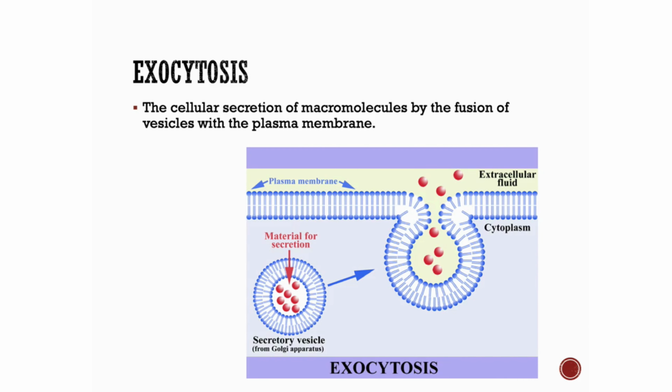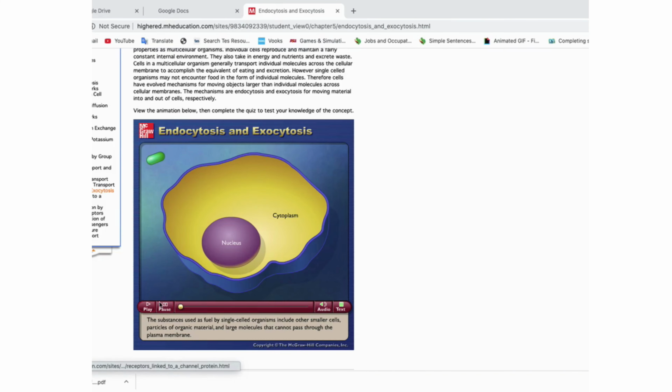So exocytosis is the cellular secretion of macromolecules by the fusion of vesicles with the plasma membrane. Now I'm going to show you a video of how endocytosis and exocytosis actually happen. So let's see.